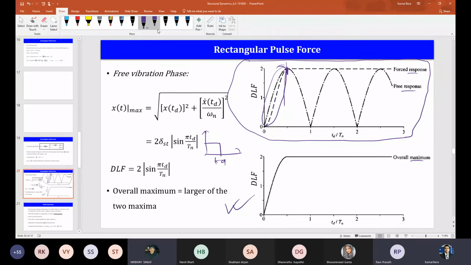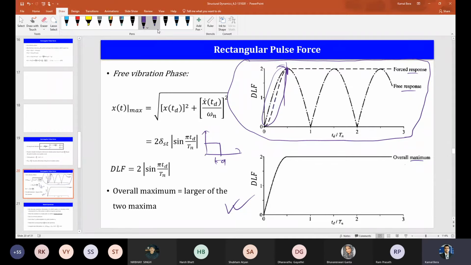Yes, sir. So in that free area, free response is more. If TD by Tn is less than half, then it is the free response. That is governing. Here the overall maximums are plotted.